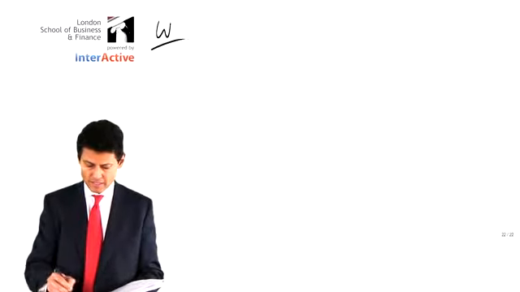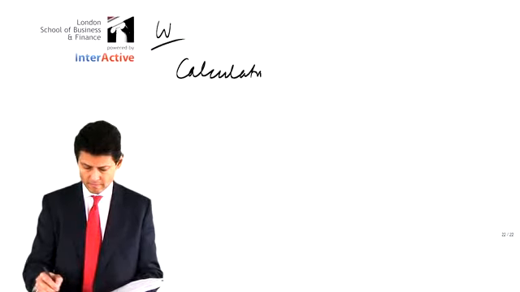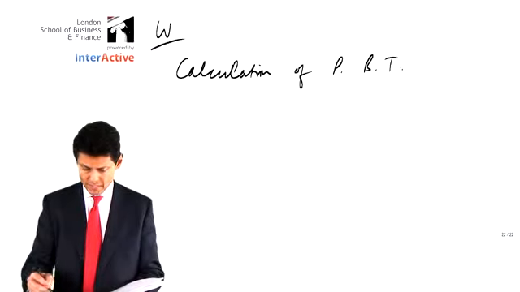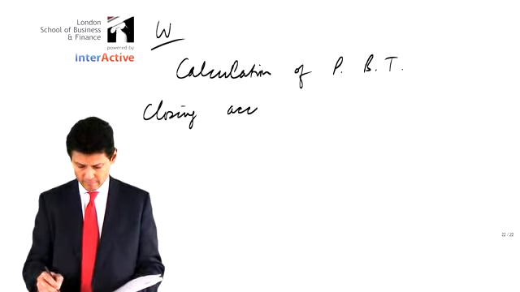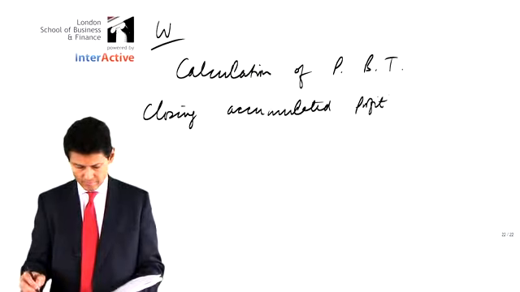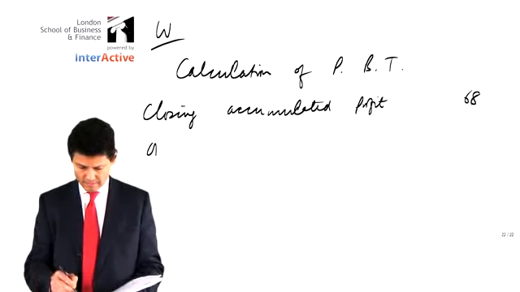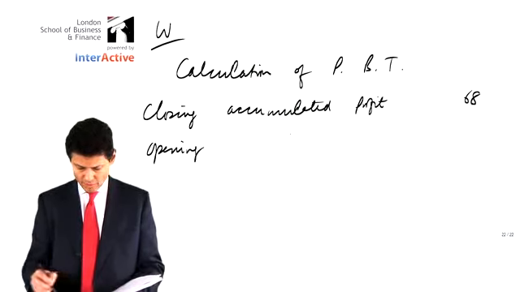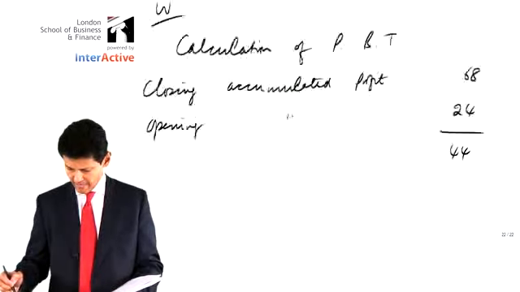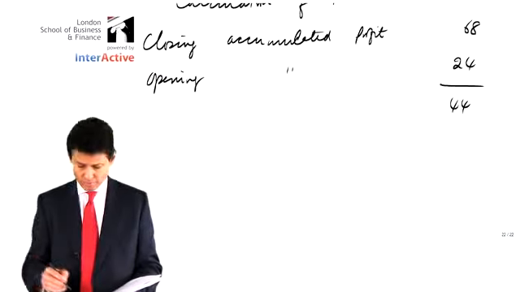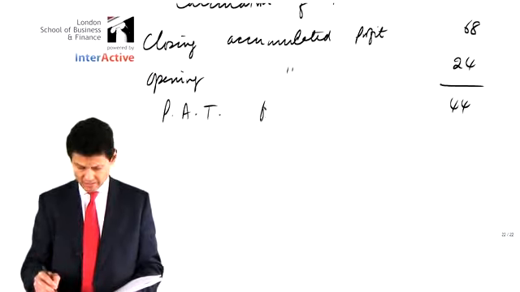So this is my workings continued. Calculation of profit before tax, or PBT. Obviously, the closing accumulated profit is given as 68. The opening accumulated profit was 24. Therefore, for this year, the accumulated profit must be 44, also known as profit after tax for this year.